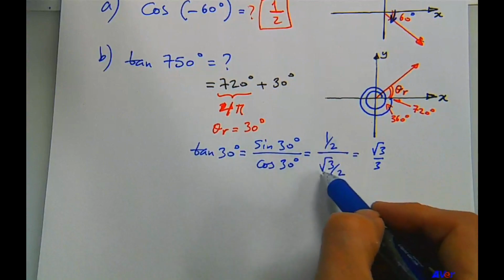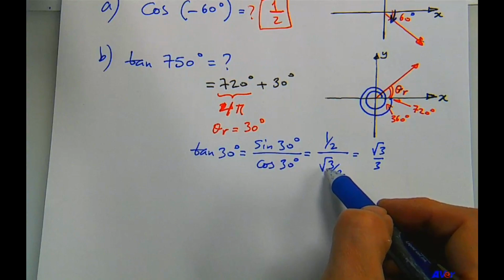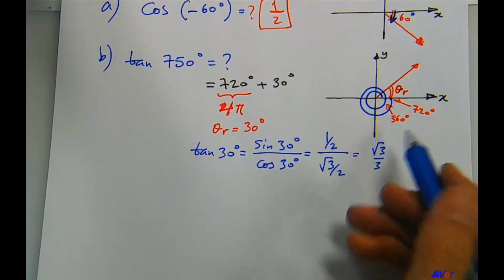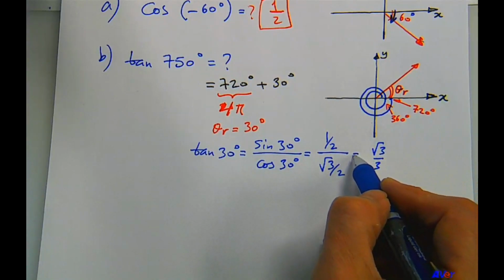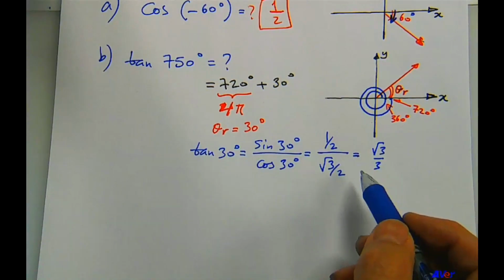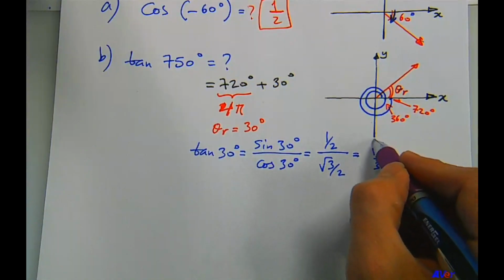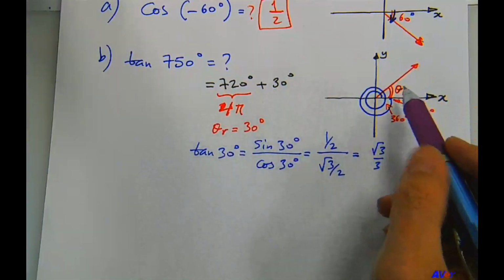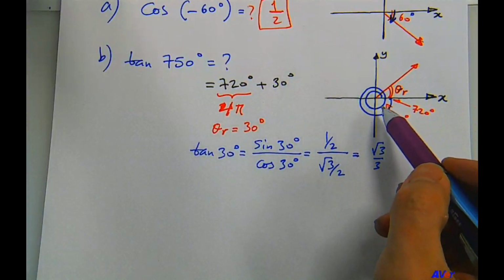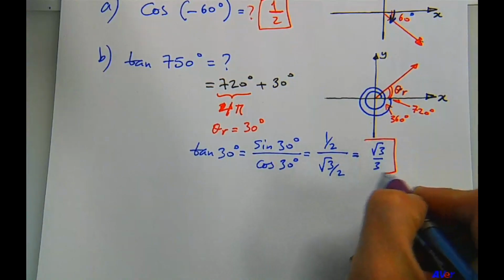We get 1 over square root of 3, but we can't have a radical in the denominator. We have to rationalize it, so times square root of 3 over 3. And that's in the first quadrant, so this remains positive, where all 6 basic trigonometric functions, sine, cosine, tangent, cotangent, secant, and cosecant, are positive.